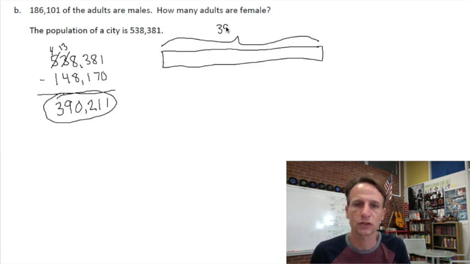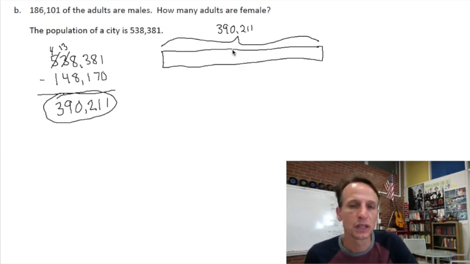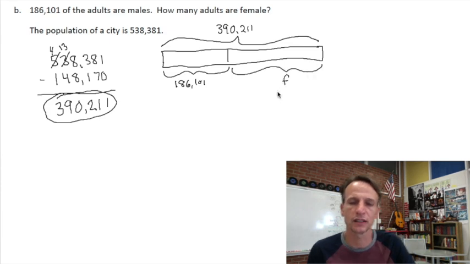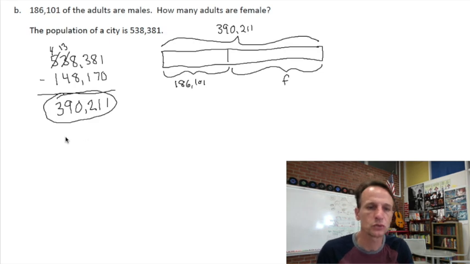So it's that 390,211 adults. And the part that we do know, it seems about roughly half-ish, is the male portion. And so that is 186,101 males. And what we're trying to find here, this unknown part, we'll call F. That's the number of females. And you can see from the tape diagram it shows we know the whole. We have a known part. We're subtracting to find the unknown part. So let us do that.